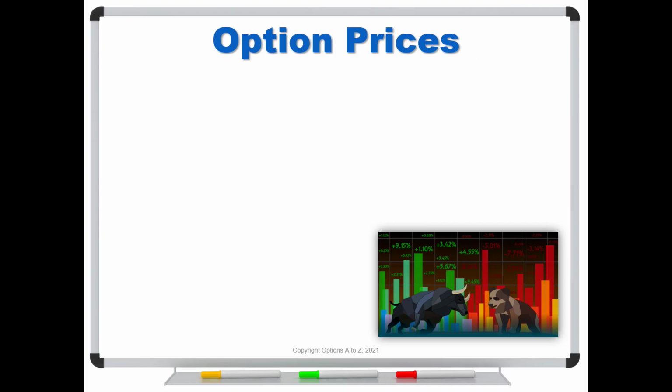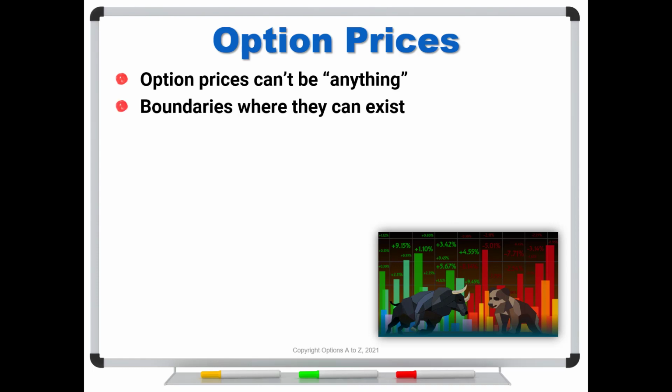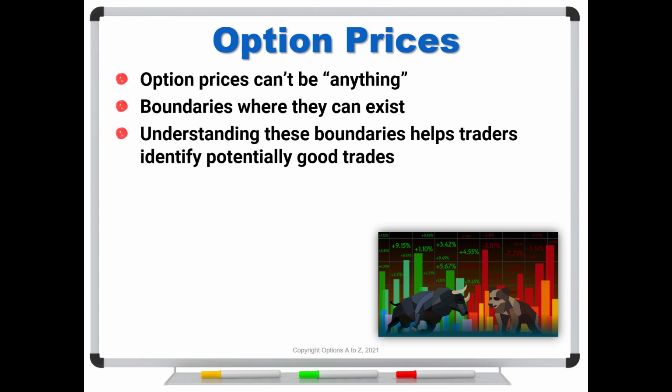So when it comes to option prices, remember the key point is that option prices can't be anything. There are certain boundaries, certain strikes, expirations, certain stock prices where other option prices simply can't exist. And so again, if you understand these boundaries, or at least have a pretty intuitive feel, it will help traders to identify potentially good trades, bad ones. It will help you to see risks and rewards. So again, we're just going to be talking about call options for today, but let's jump over to a graph to look at these boundaries visually.